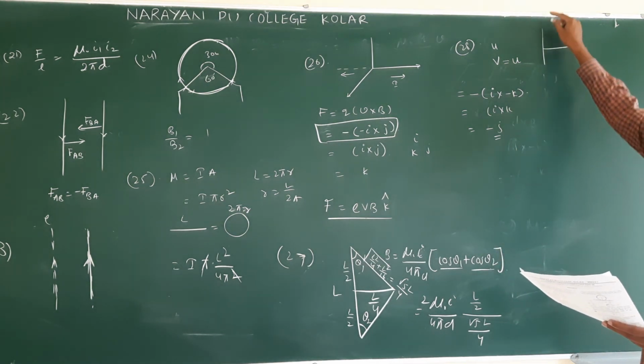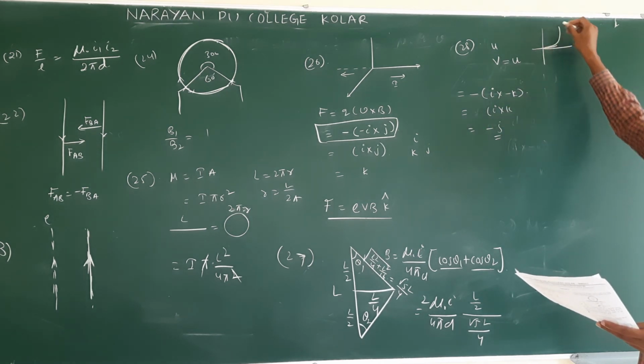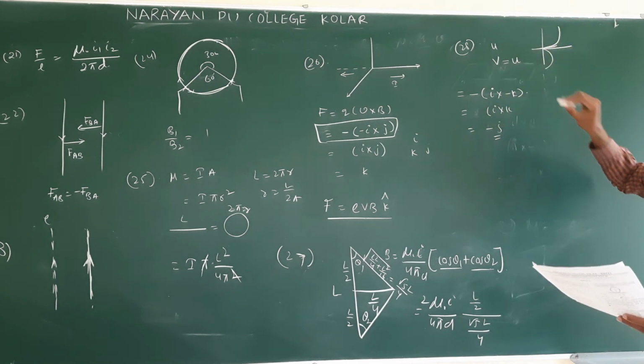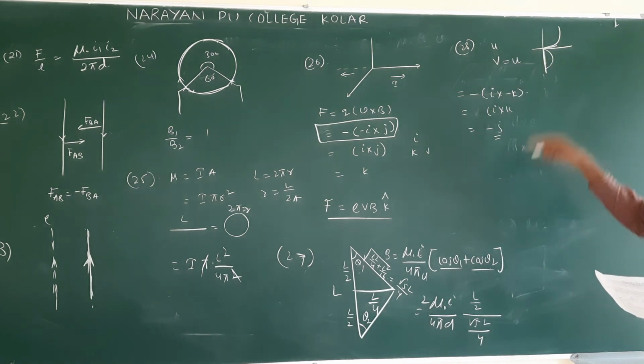Minus j means it comes down. Plus j means the charge is moving like this. If it had got plus j, it would take a turn like this. But it is taking a turn like this. So what is this? Below the y, below the y means less than y. So option 4 is correct.